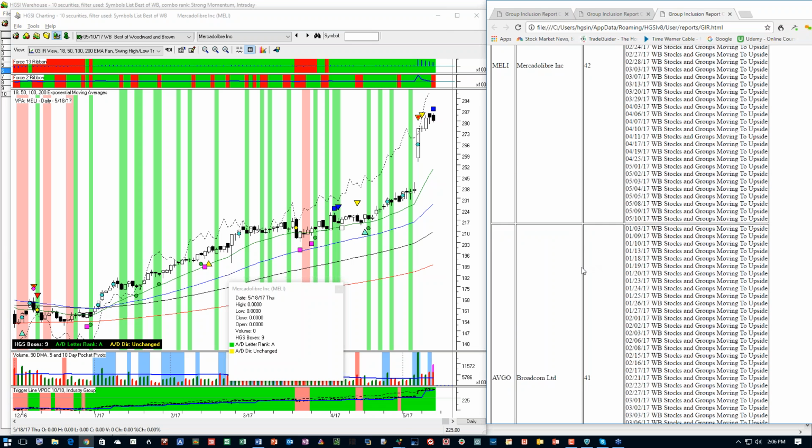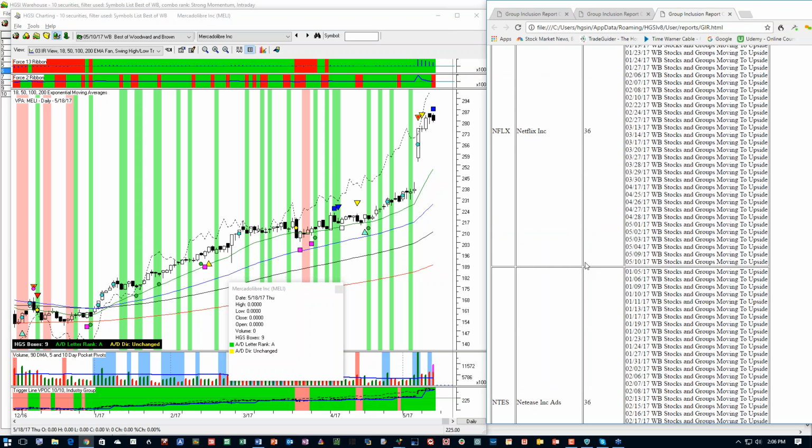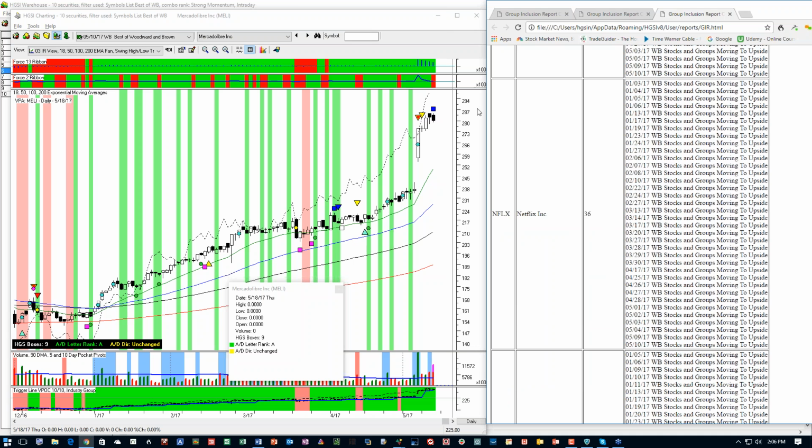Okay, let's take a look. Thanks, Tom. There's a VGO. Let's take a look at Netflix going back to the 3rd. Notice how a lot of these stocks appeared on the 3rd.